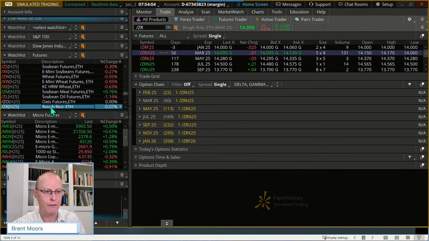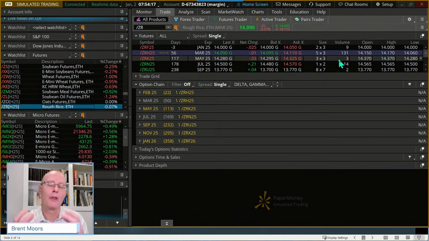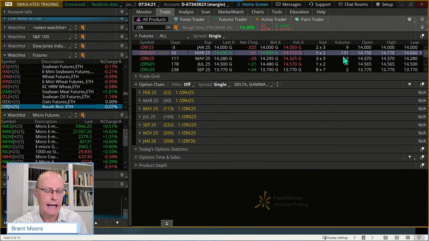Here's rough rice futures, 131, okay? And so I don't know the exact amount, but if you don't have like several thousands in the futures volume category, it's probably not going to be liquid enough for you, okay? So in this case, my encouragement is, if you see something like this, you may consider not trading those contracts, okay?